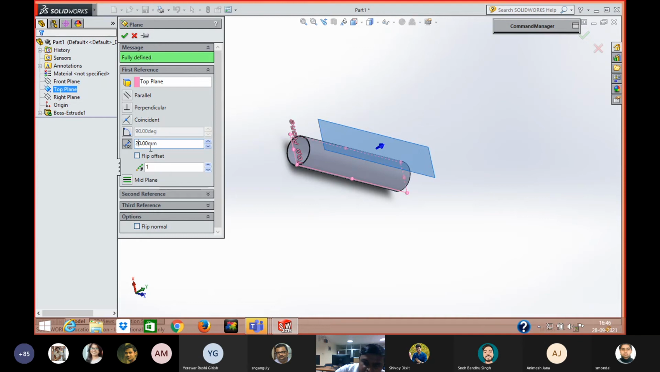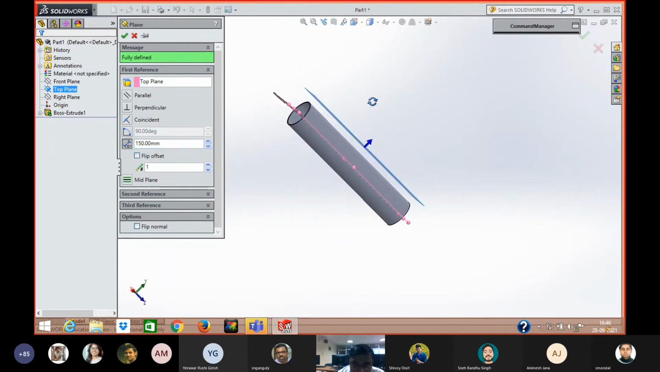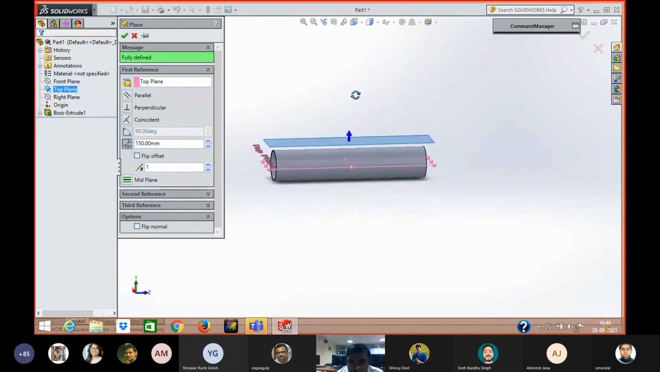We can reduce this distance. We can take, this is the 200, 150. Let's see what happens. So this is quite general, that the radius was 100 mm. We have taken an extra 50 mm apart from the upper surface of the shell. Okay, it's okay.